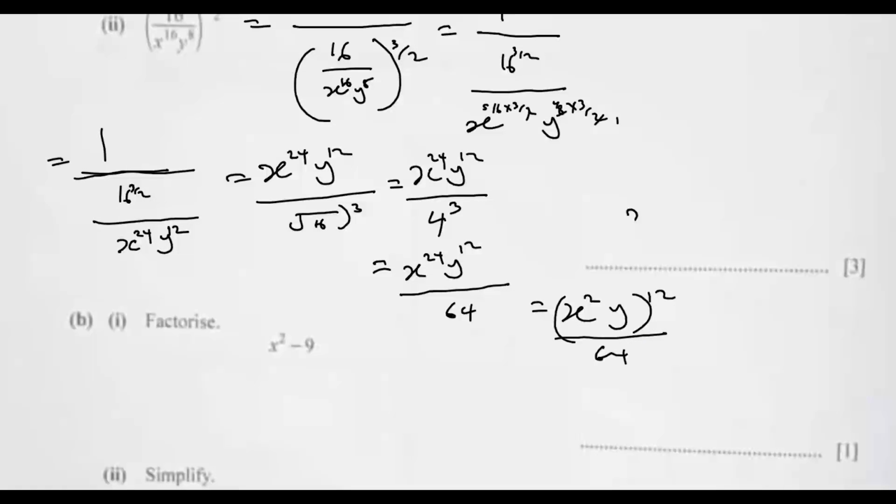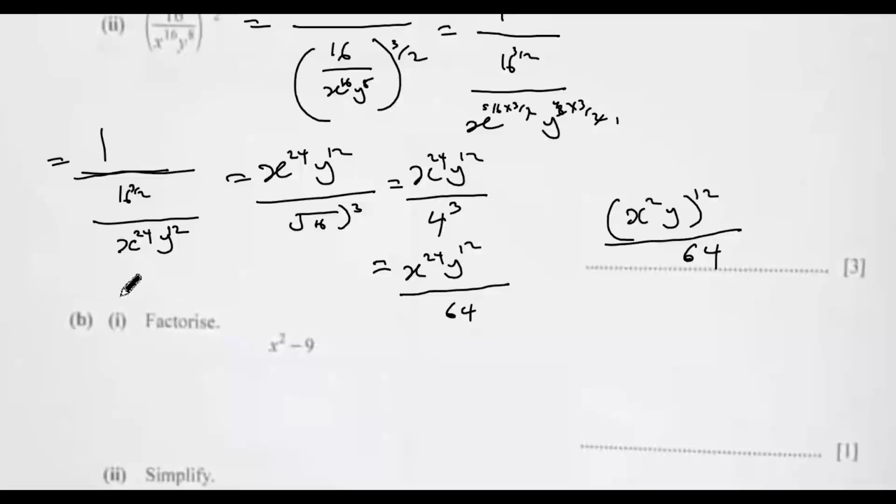Okay, so I can have x to the power of 2, then y here, then to the power of 12 here, then over 64. So that will be my solution here. So I can remove this. Okay, so that is the final answer there.